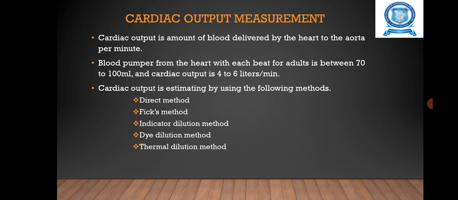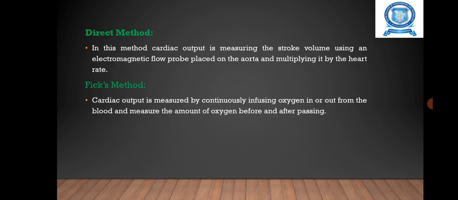Low cardiac output may result in low blood pressure, reduced tissue oxygenation, poor renal function and shock. The blood pumped from the heart with each beat for adults is between 70 to 100 ml, and the cardiac output is 4 to 6 liters per minute. Cardiac output is estimated using the following methods: direct method, Fick method, indicator dilution method, dye dilution method, and thermal dilution method. First we are going to see the direct method.